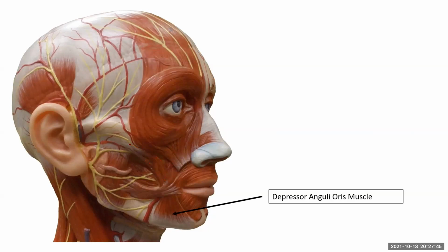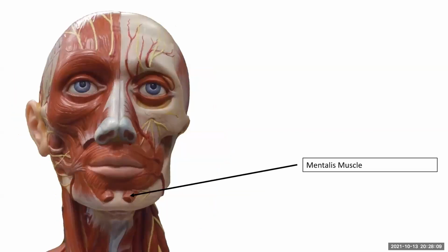All right. Our next muscle associated with the mouth is the depressor anguli oris muscle. And you can see this muscle is going to attach to the corner of your mouth. And it's going to pull the corners down and give you that frowning expression. That's the depressor anguli oris muscle. And then another muscle associated with the mouth is mentalis. That's the pouty lip muscle. When you contract this muscle, you will protrude your bottom lip outwards, giving you that pouting expression.